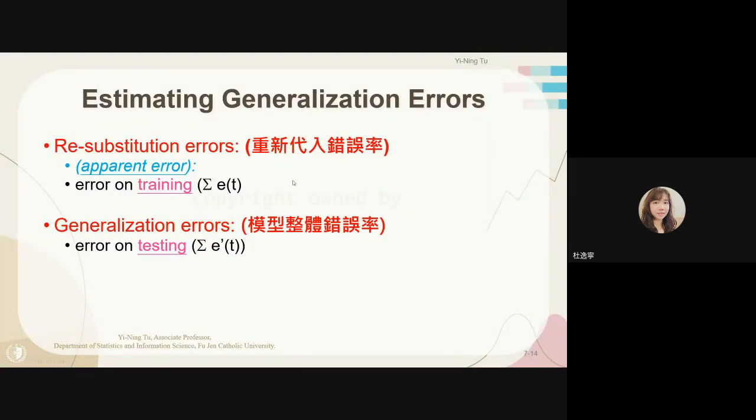So how do we estimate a generalization error? 我们要怎么决定一个模型好不好呢？Actually, there are lots of methods. First method, we call that resubstitution error. Some textbooks say apparent error, 显然的错误. Now, what is that?